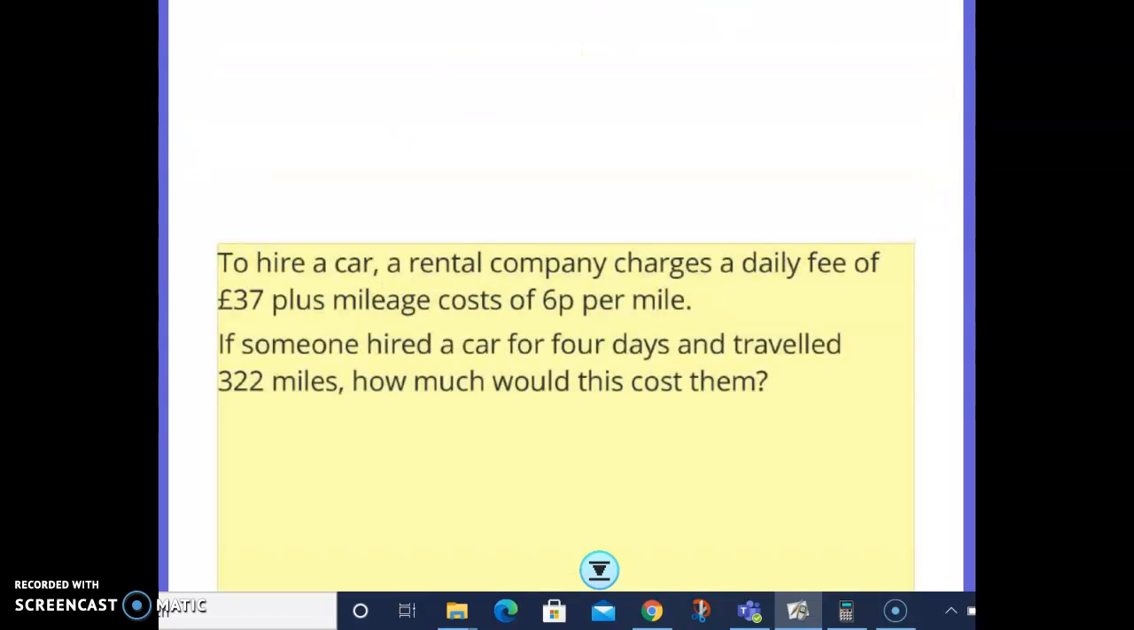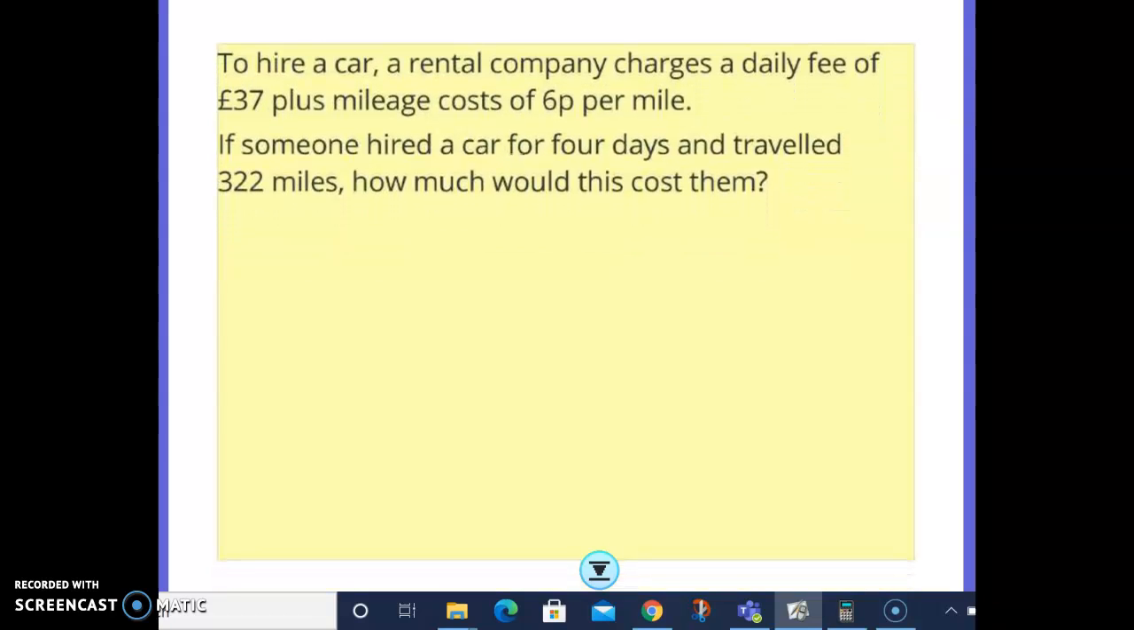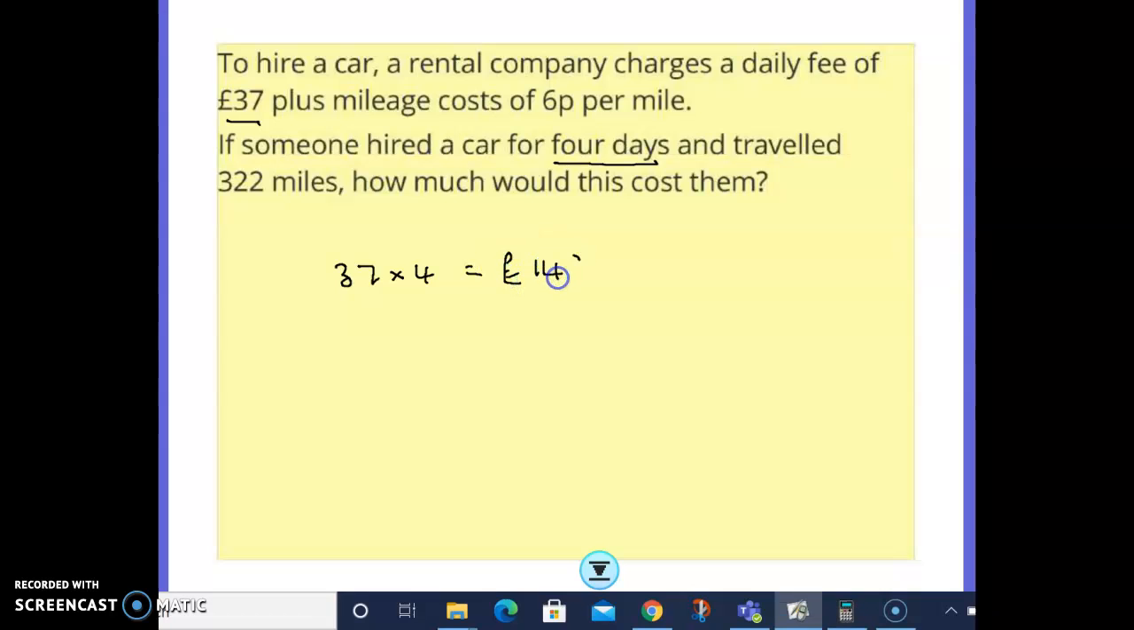Okay, next question. Car hire question. To hire a car, a rental company charges a daily fee of £37 plus a mileage cost of 6p per mile. If we were to hire a car for 4 days and travel 322 miles, how much would it cost? So we've got 4 days, each day costs £37. So we need to start by doing 37 times 4, which is 148.